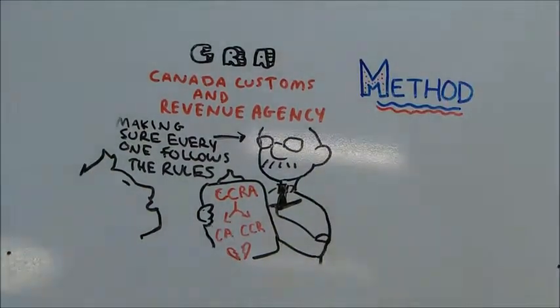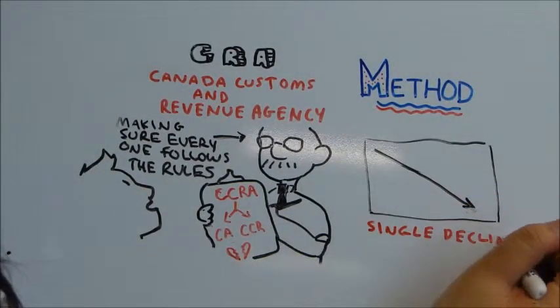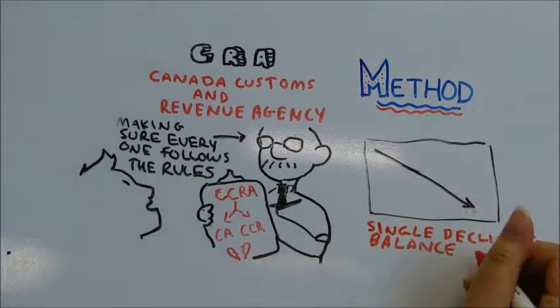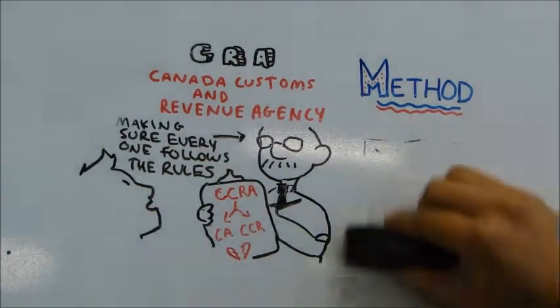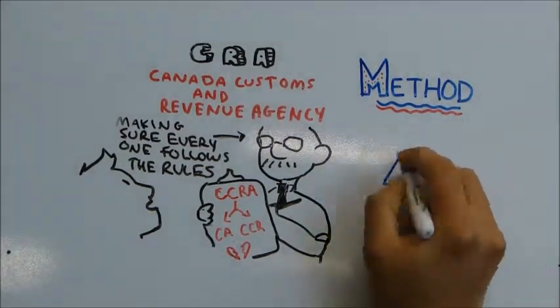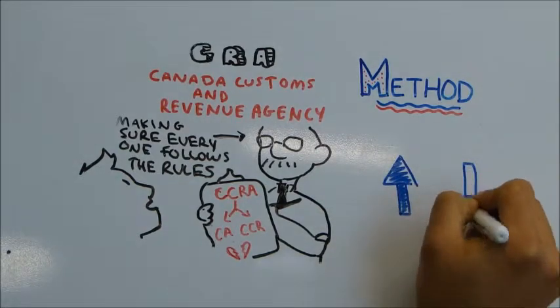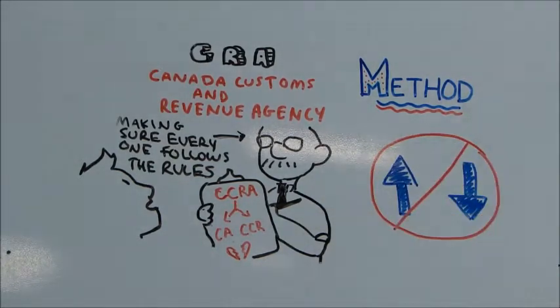The method that the CRA requires companies to use is a single declining balance method. This is so that companies do not increase their expenses to lower their taxes with a different amortization method.